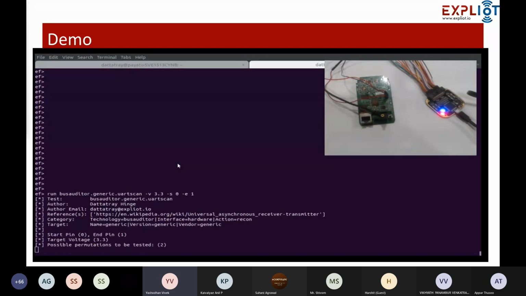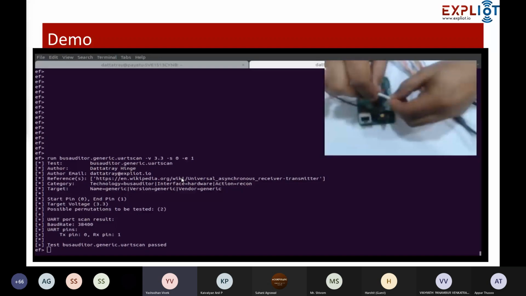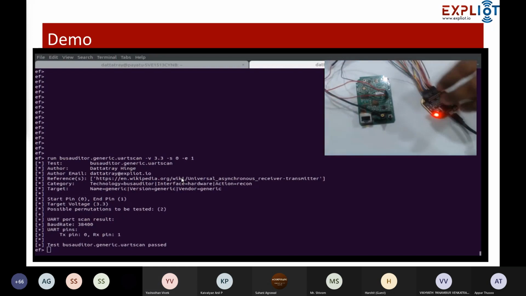You can see we have a start pin 0 and pin 1, meaning the TX pin is 0 and the RX pin is 1. What does that mean? The bus auditor pin number 0 is connected to TX, and bus auditor pin number 1 is connected to receive. As well, it has identified the baud rate 38400. This way we have solved the problem of identifying the baud rate as well as the pin configuration. So this is the first step.